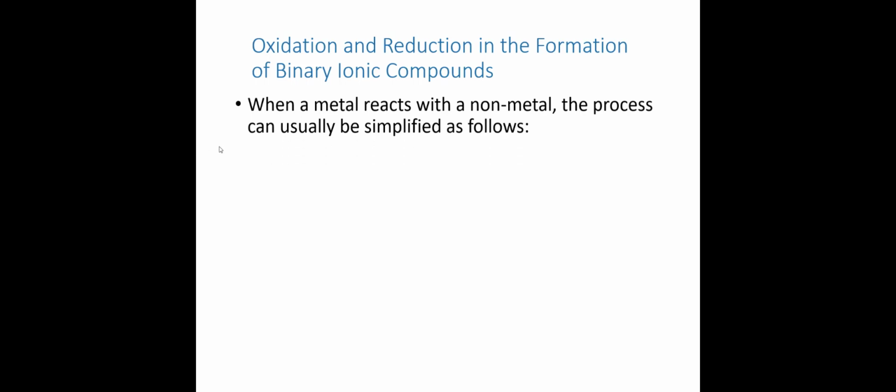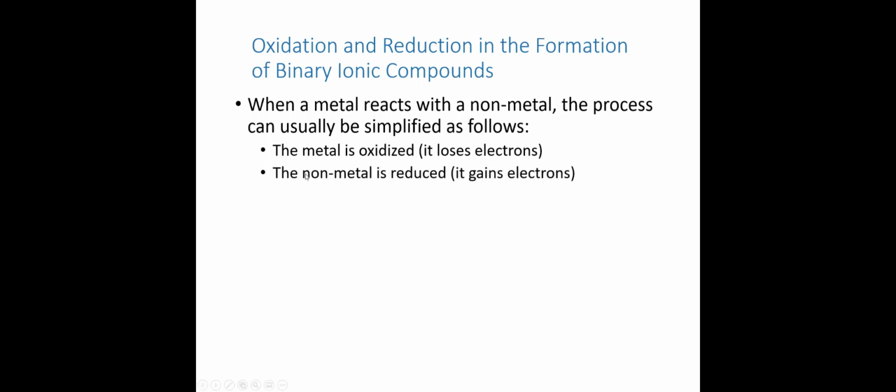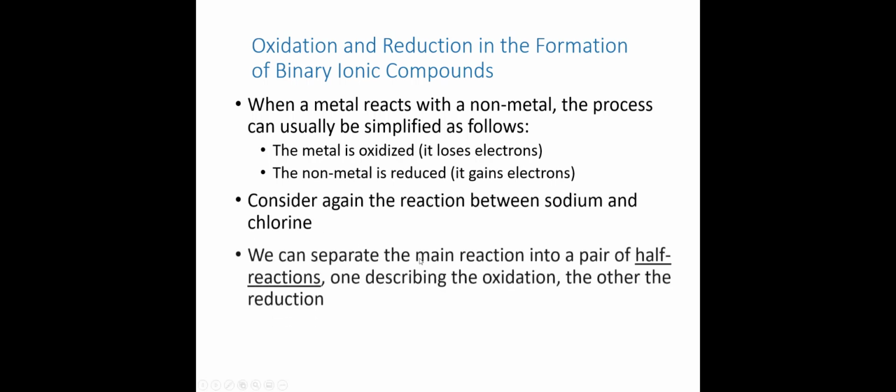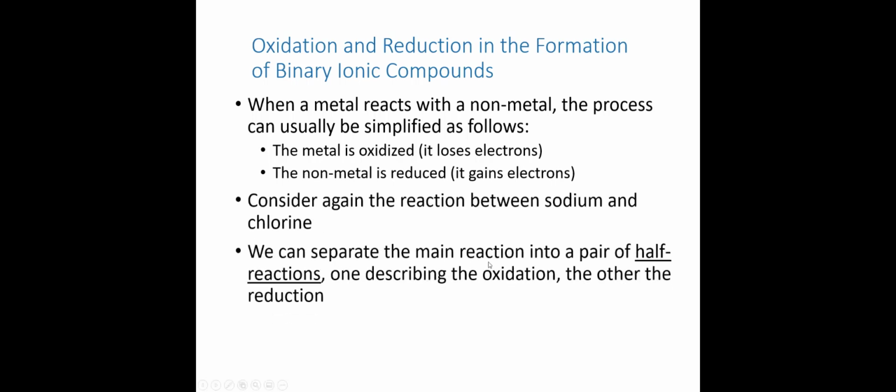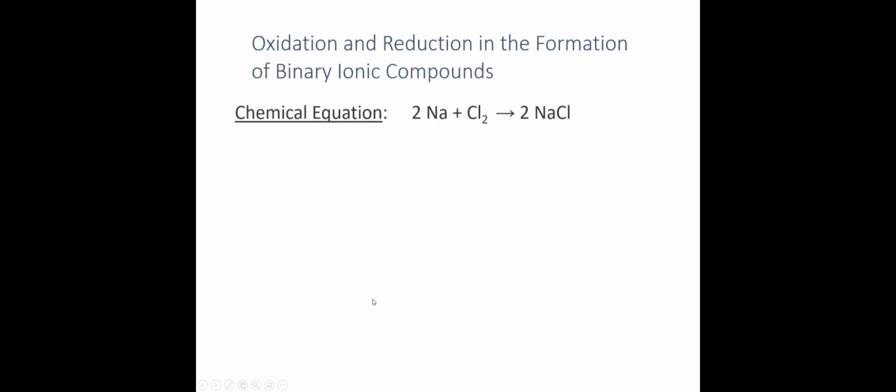So as we've just seen with this last example here, we can almost always simplify this process to just say that a metal is oxidized in the reaction between a metal and a nonmetal, and a nonmetal is reduced. We can take the reaction that we just saw and make it a little bit easier to see by separating it into what we're going to call half reactions. So one shows only the part of the metal and the other shows only the part of the nonmetal.